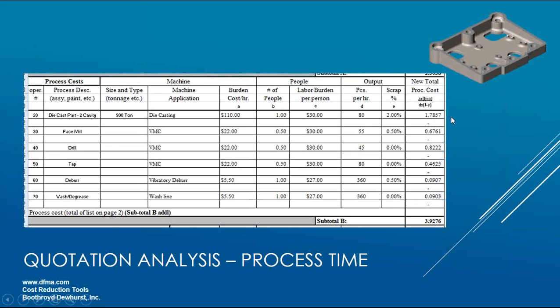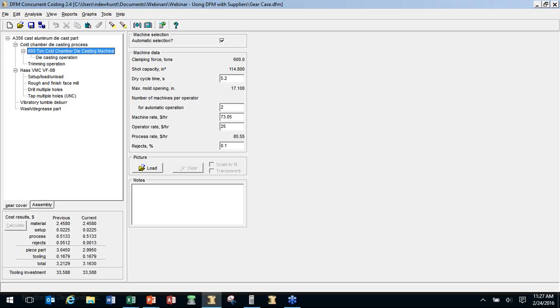The supplier's telling me it's $1.78. So that's definitely an area where I'd want to look for some cost savings. Now that same argument can be played out all throughout the secondary operations. So you see there's a face milling operation, a drilling, a tapping, a deburring, and a wash and degrease. And again, we've got rate and labor information, pieces per hour information, and then estimates of scrap values provided by the supplier. I won't go through all the details of it, I think you get the idea.